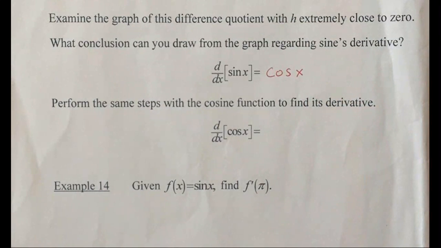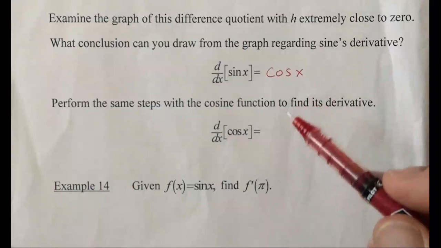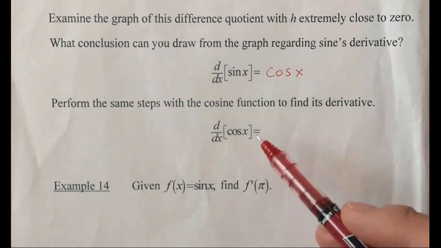All right, that is our newest rule, the sine rule. The derivative of sine of x is equal to the cosine of x. What about cosine? What is its derivative?